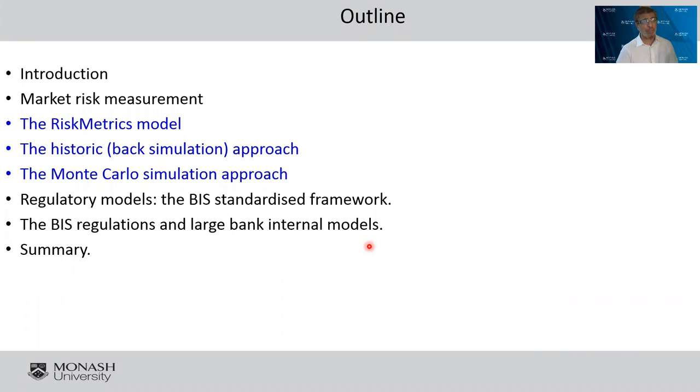Now, just to come back to what we are going to talk about today, we will introduce market risk. We will talk about its measurement. When we talk about the measurements, we have three: the risk metrics model, and another model because this has some weaknesses. They provide what we call the historic or back simulation approach.